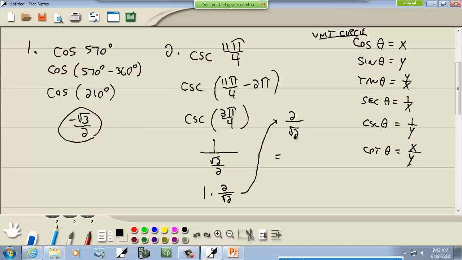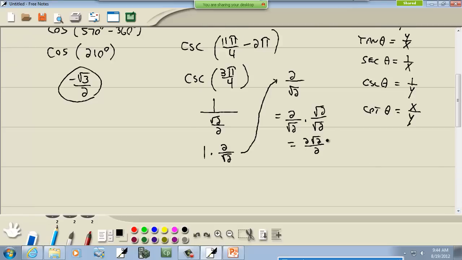We can't have a square root of 2 downstairs, so multiply top and bottom by the square root of 2. And we get 2 square root of 2 over 2. Remember, when the square roots are the same and you multiply them together, they just cancel out and give you that number. Now the 2's cancel, and our answer is square root of 2.